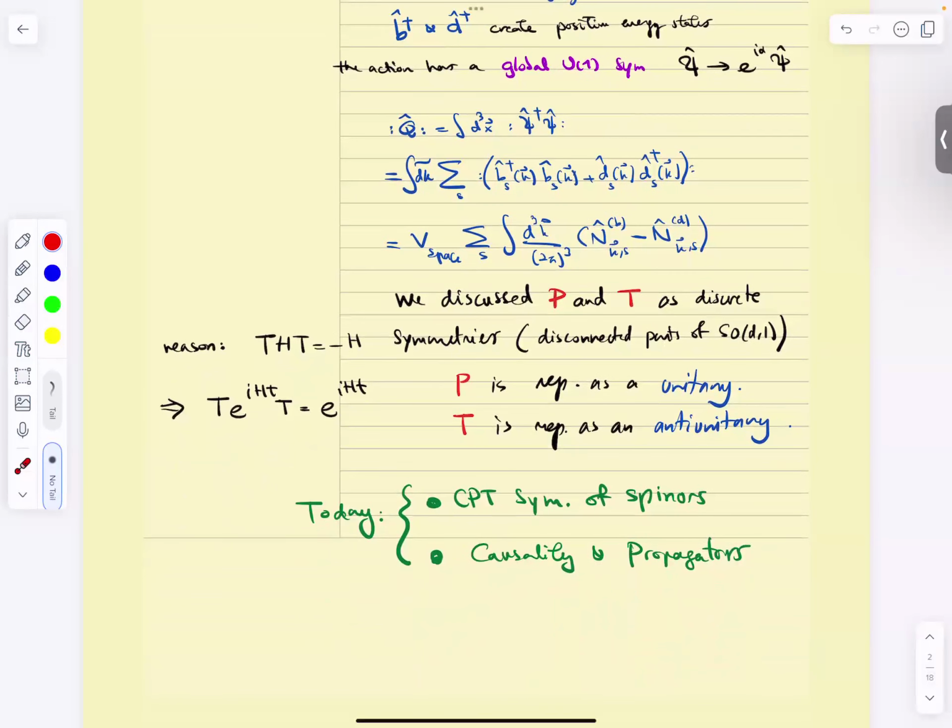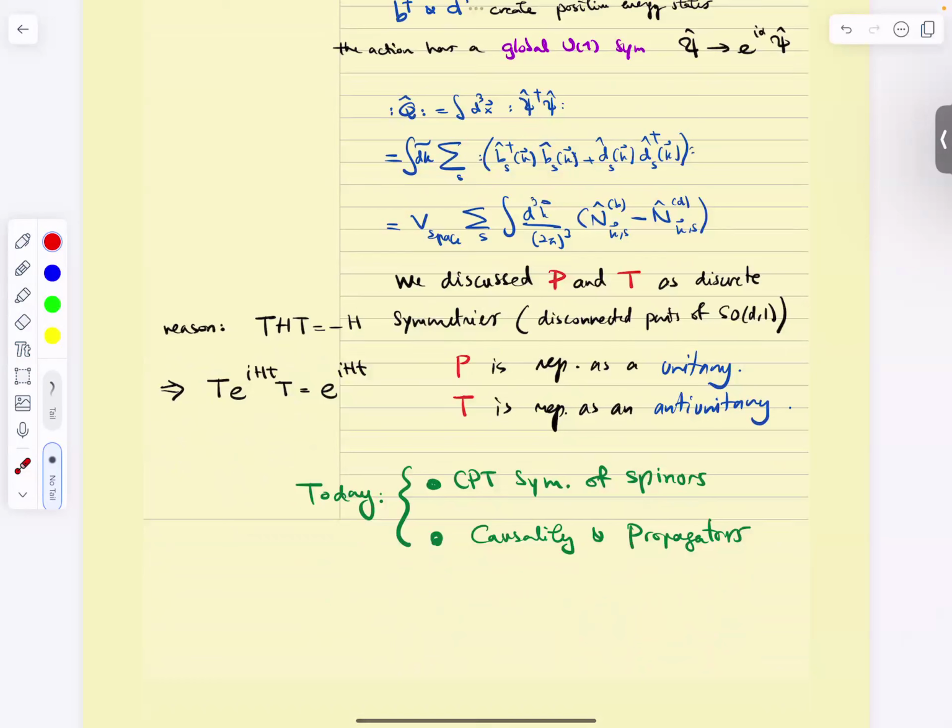The charge is just psi dagger psi. Notice that there's no time derivative in it. We commented on that before. This is nothing but the difference in the number of particles. It's the difference between the particle number and antiparticle number. Good.